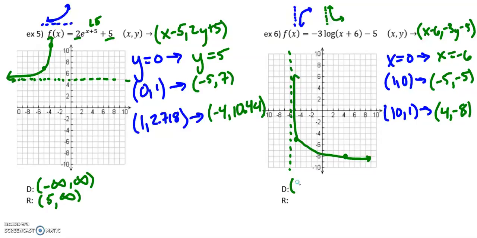The domain in this case is going to be negative 6. I was 1 too far over. I start at negative 6 and I go the whole way up to infinity. Start at that vertical asymptote and go right. And the range is everything, so it's negative infinity to infinity. So that's how I graph my exponential and my logarithm: track the asymptote, and then 2 points.